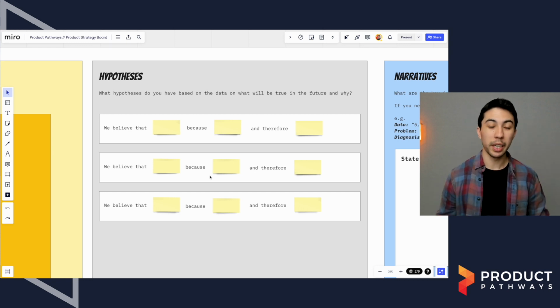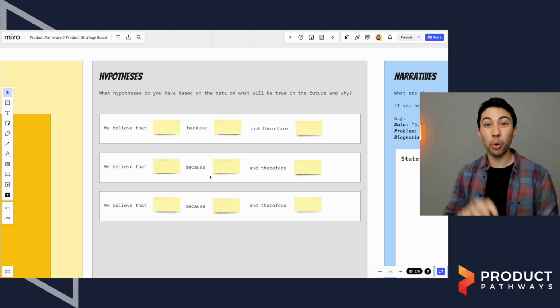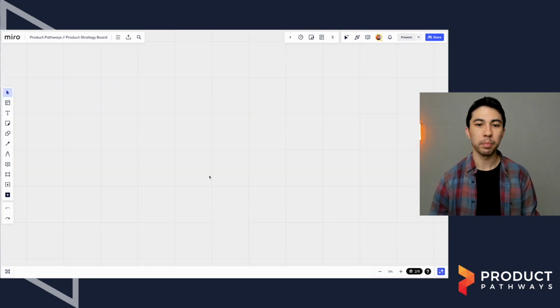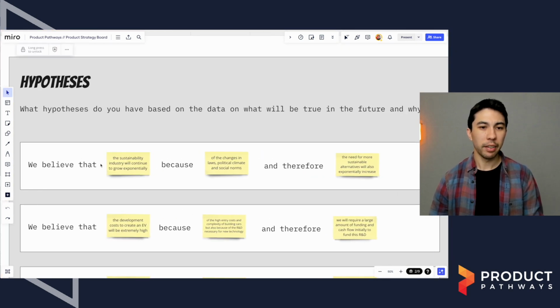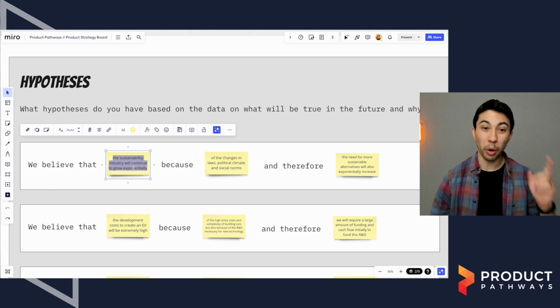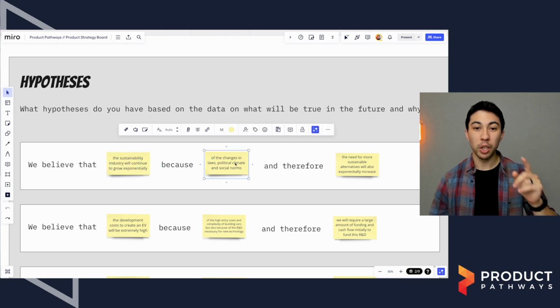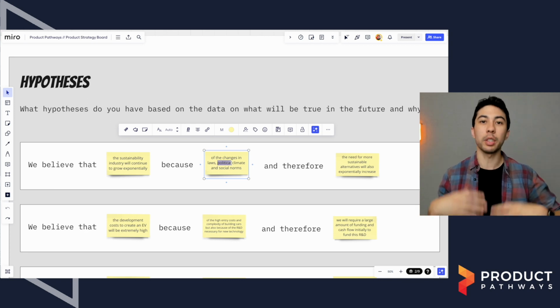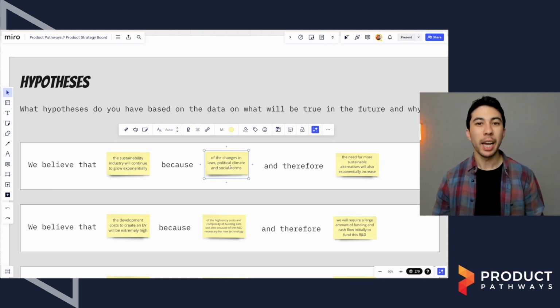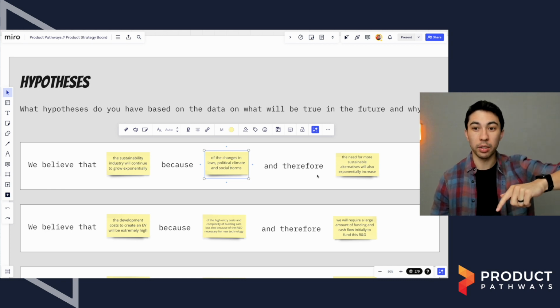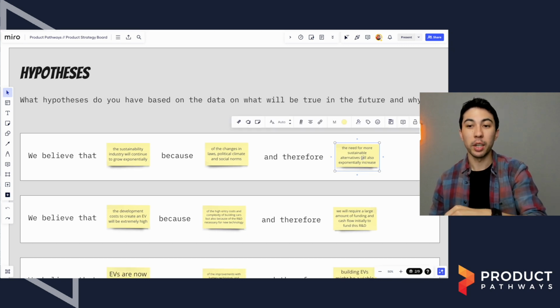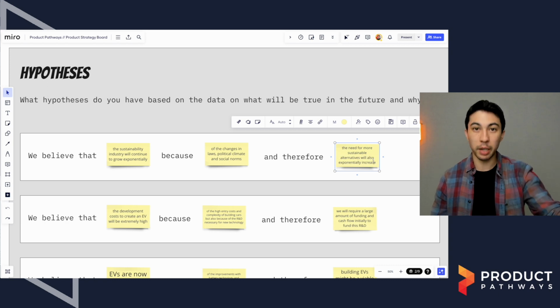So the way that this should work is, we believe something to be true because of the data, and therefore this will happen in the future. Again, let's go through an example. So we believe that the sustainability industry will continue to grow exponentially. We believe this because of the changes in laws and the political climate around sustainability. So they've been more receptive to it, they've been more focused on it, and a change in social norms. And we get a whole bunch of data that suggests all of these things. And therefore, the need for more sustainable alternatives will increase over time. So the need for more sustainable alternatives will increase.